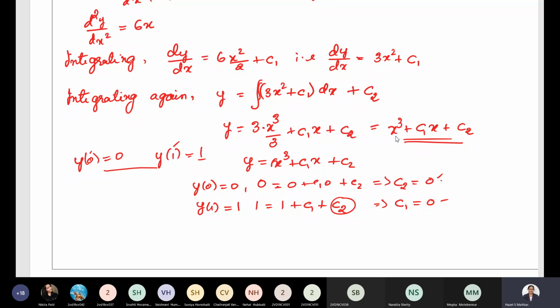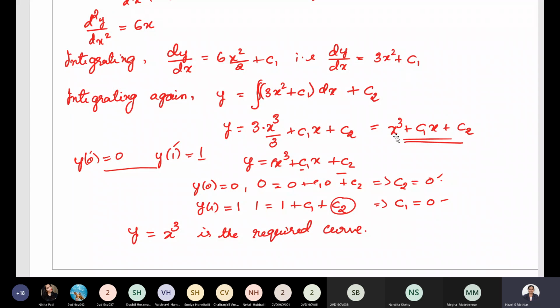So now let's substitute the values of c1 and c2 in the given equation. Only x cube remains because c1 is 0 and c2 is also 0. So y equal to x cube is the required curve. Anybody, any doubt in this? Okay.